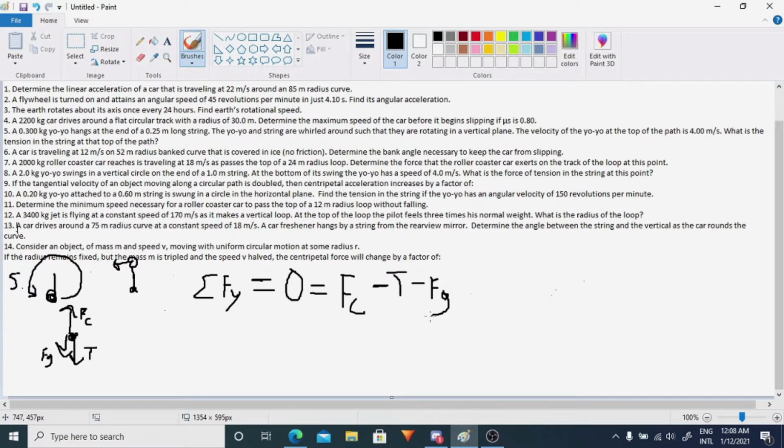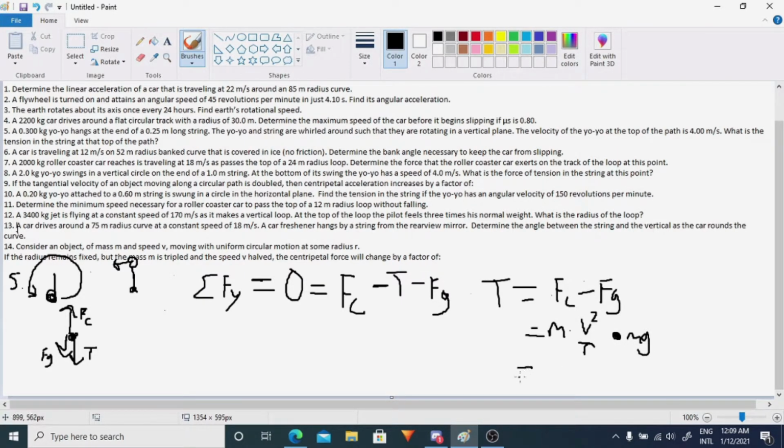We're trying to figure out tension with this question. So if I rewrite this equation with tension on its own side, we know that centripetal force is equal to the tension plus the force due to gravity once we bring these over to the other side. Tension is going to equal centripetal force minus force due to gravity, which is going to equal m times AC, which, if you remember, is v squared over r, minus mg.